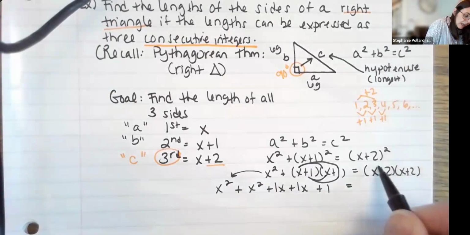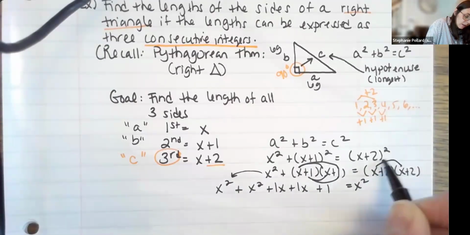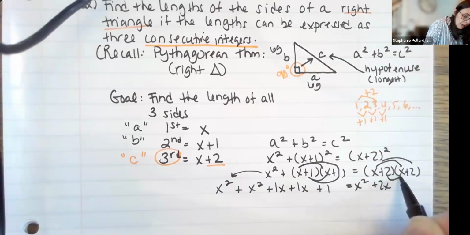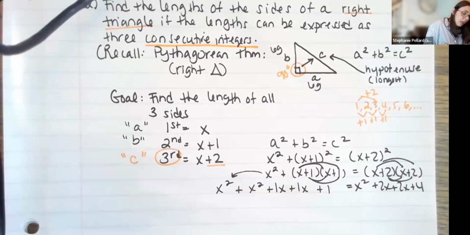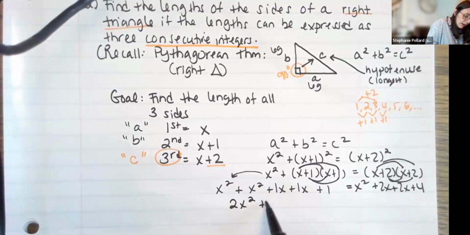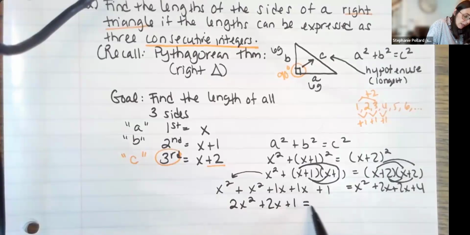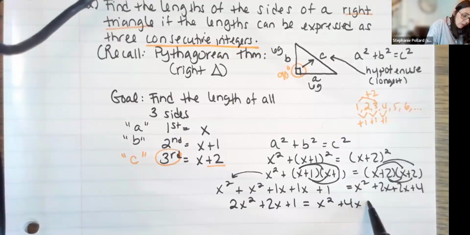On the other side, I have x squared, 2x, another 2x, and then 2 times 2 is 4. Cleaning this up, I have a 2x squared on the left side, plus a 2x plus 1. On the right side, I have an x squared plus 4x plus 4.